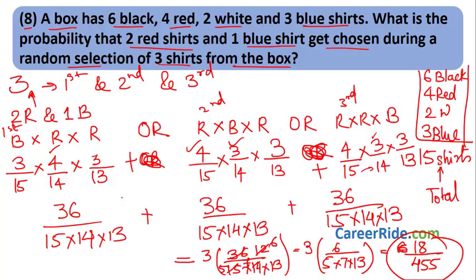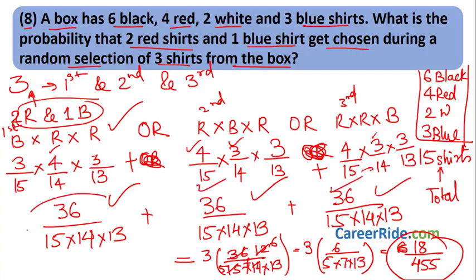If you see carefully, in all the 3 cases you have the same probability. So whenever you have such a scenario where you have to choose 2 red and 1 blue, and you can choose it in 3 different ways, just remember, find probability for 1 and just multiply it by 3. You will be getting the same probability here also, here also. So just find this, multiply by 3. Okay, moving to next question.